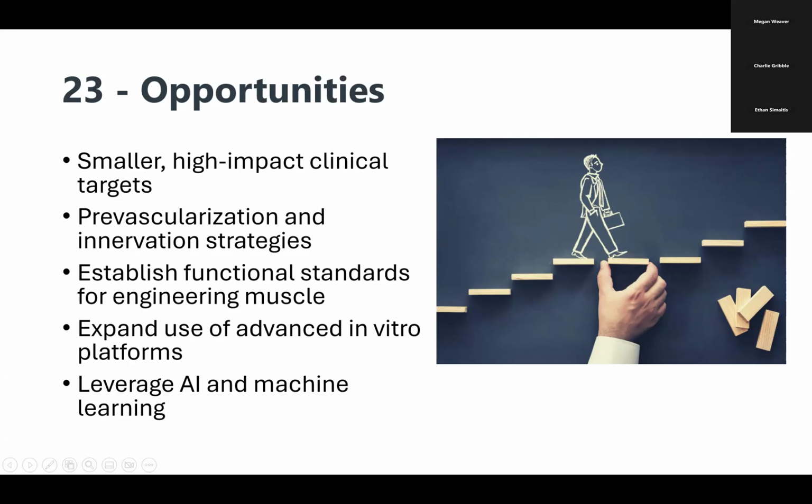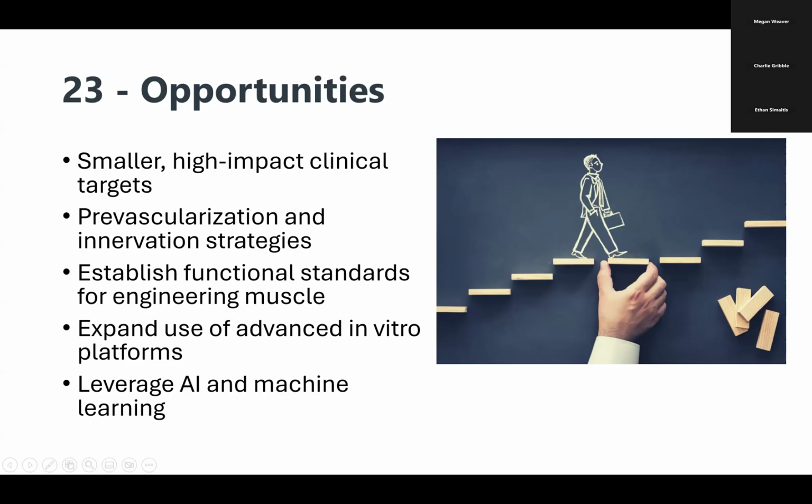Two, improving pre-vascularization and innervation strategies. We can make real progress by refining modular systems that separately develop muscle and neural components. And these strategies are already being tested in animal models and could be optimized for translation.